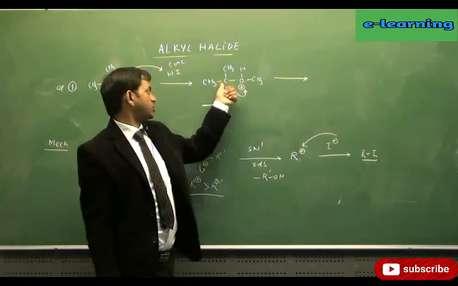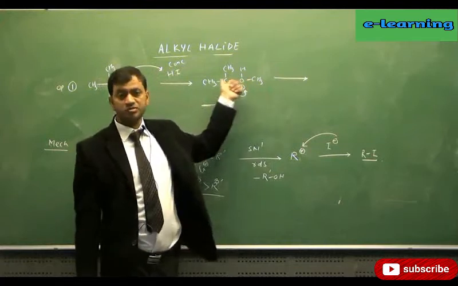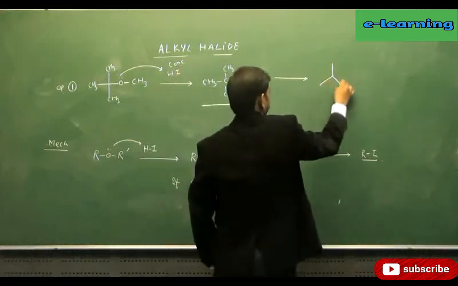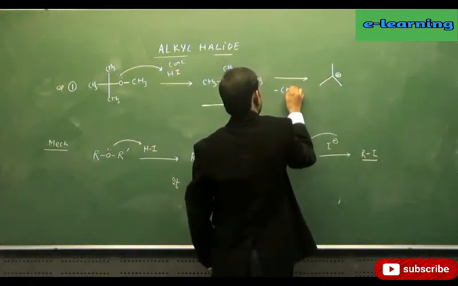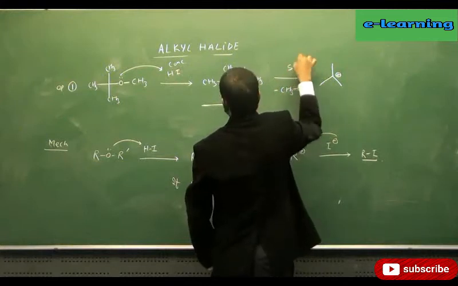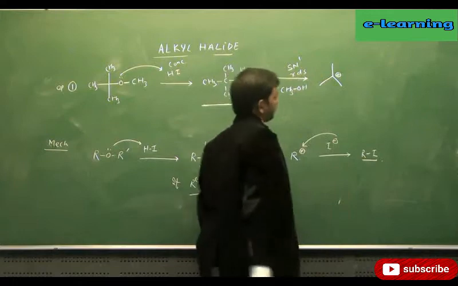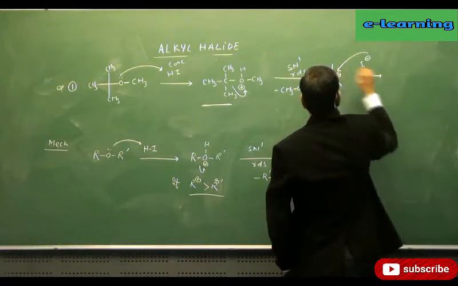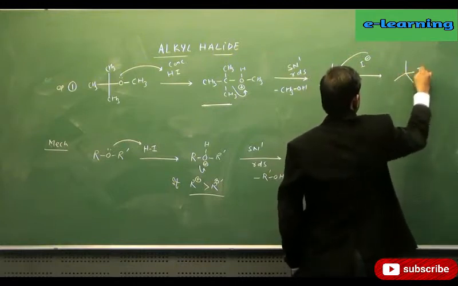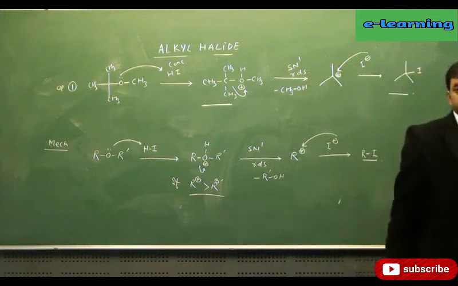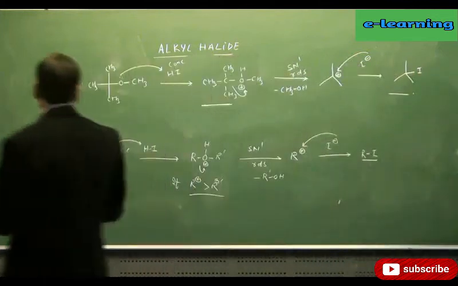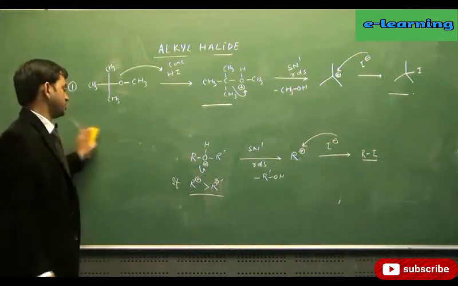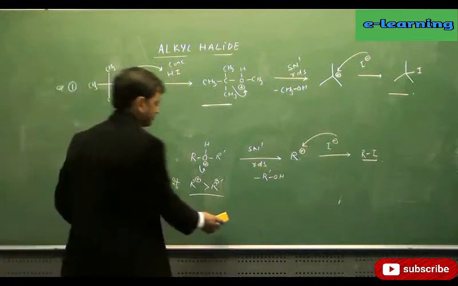If this sigma bond breaks, a 3 degree carbocation will form; if this sigma bond breaks, CH3 positive forms. This 3 degree carbocation is more stable. So this carbocation forms, minus CH3OH. It is SN1, and this step is the rate determining step. Finally, I negative, the nucleophile, attacks and it gives the product. So with concentrated HI, if any alkyl is 2 degree or 3 degree, it follows SN1.